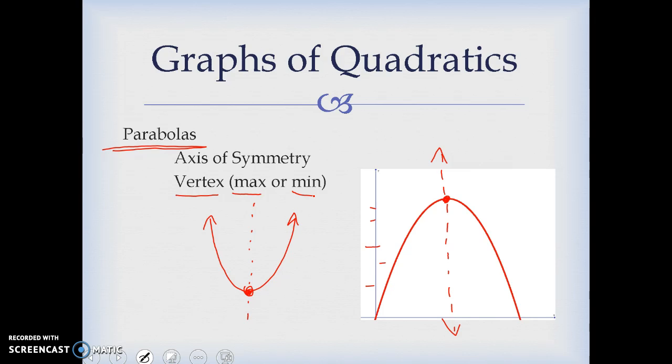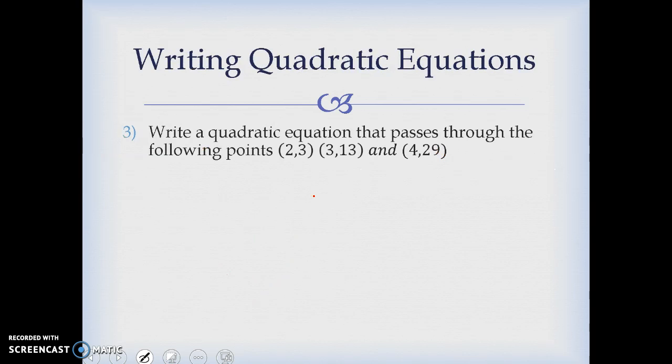So we're going to have parabolas, and the other thing that we're going to talk about today is how to write a quadratic function that passes through 3 points. We should be able to write a linear equation that goes through 2 points. But now we are going to be able to write a quadratic function that goes through 3 points, and this is how we would do this.